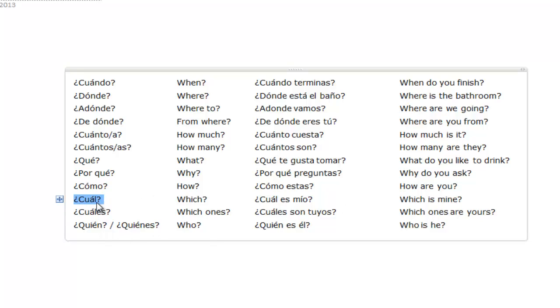But the which one? ¿Cuál quieres? For example, which do you want? ¿Cuál quieres? is different from ¿qué quieres? What do you want? ¿Por qué lo quieres? Why do you want it? ¿Por qué lo quieres? Why do you want it? Lo being it. ¿Cómo lo quieres? How do you want it?